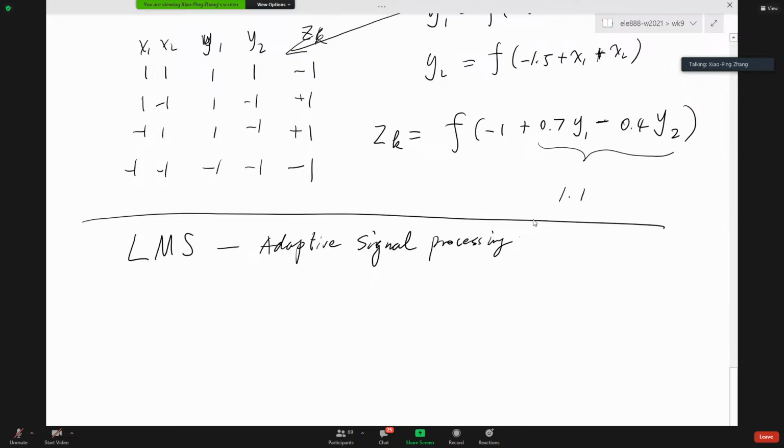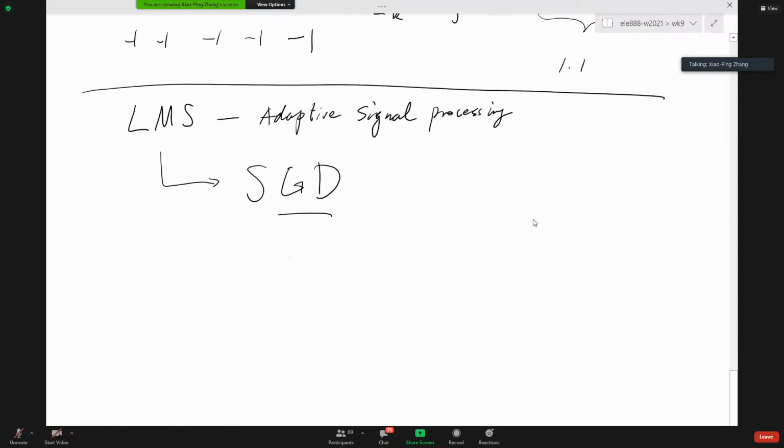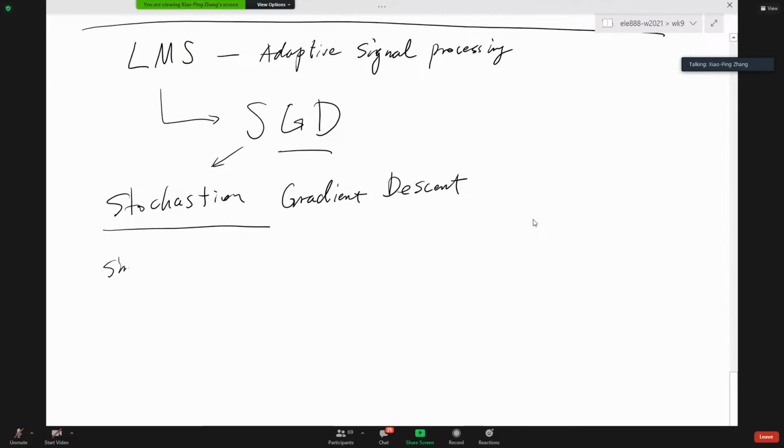In learning context, if you say, okay, what's the algorithm you are using, it's called SGD, right? So what's GD? GD is gradient descent algorithm. What's this S? Stochastic, right? So what's stochastic? I mean, single sample. You use a single sample.